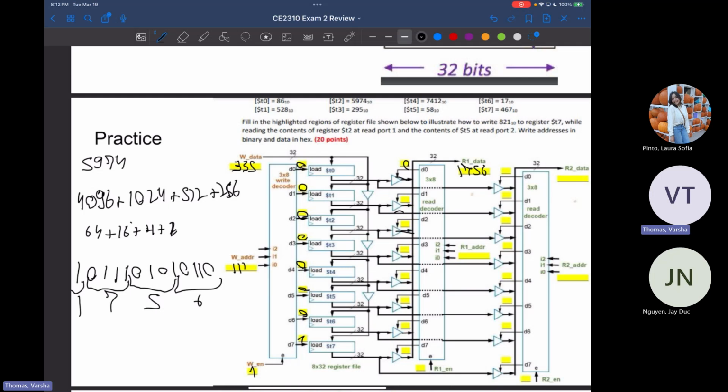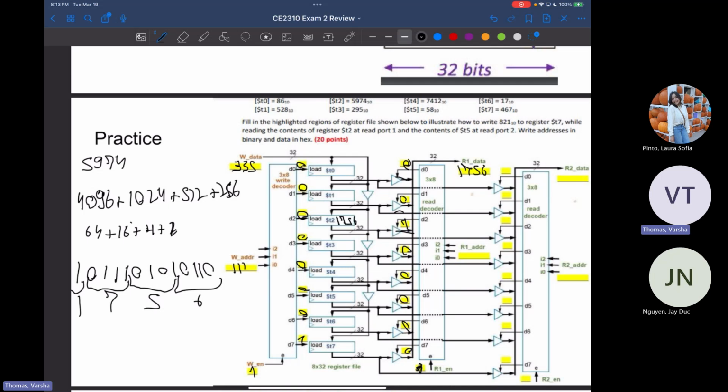So D0 is going to be 0. D1 is going to be 0. D2 is going to be 1. And the rest is 0. And since we're reading here, our R1 is going to be 1. And just to be safe, I like to write the number that we're reading into T2. I don't think it's 100% required, but you can do it just to be safe. Just write it here. And after that, you're going to write your read address.